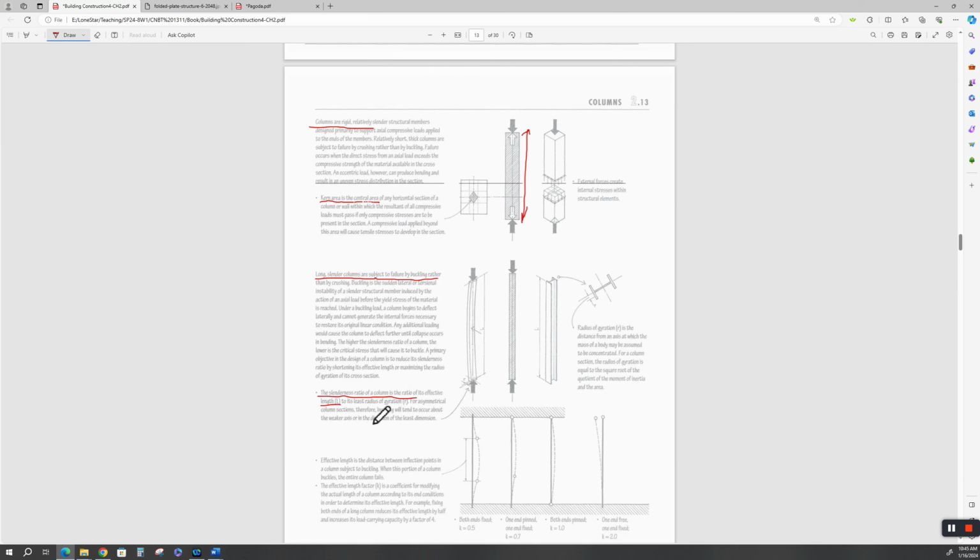The length and the radius of gyration, and these all sound really scary, but don't get all scary. Radius of gyration, or R, is the distance from an axis at which the mass of a body may be assumed to be concentrated for a column section. The radius of gyration is equal to the square root of the quotient of the moment of inertia. Now, oh my God, I know y'all are running for the door. Don't worry about this, okay? Don't worry about this. Engineers worry about this. Structural engineers worry about this, okay?